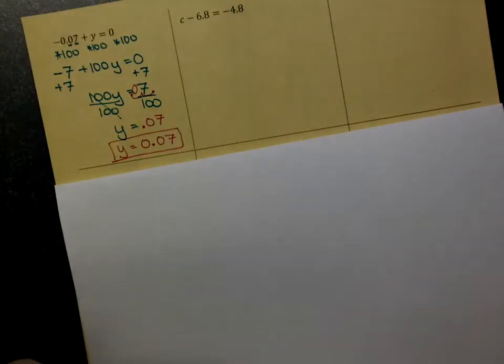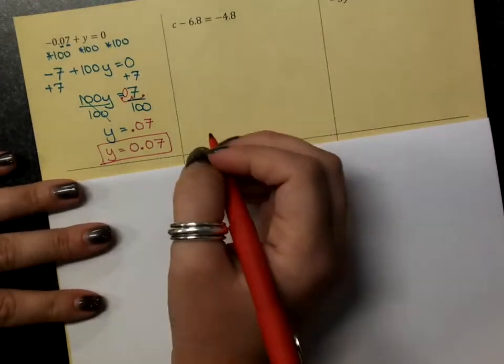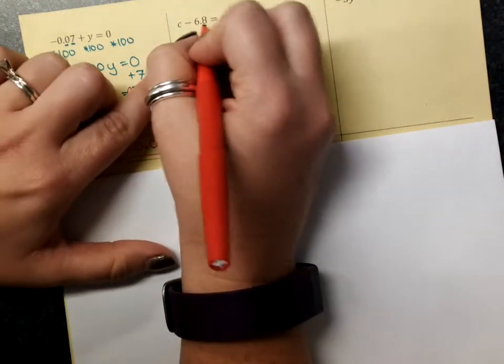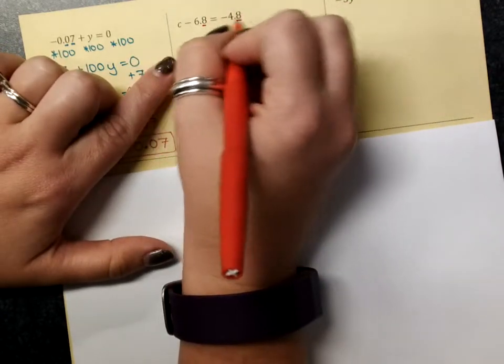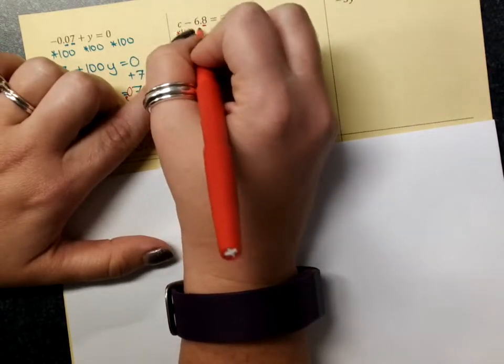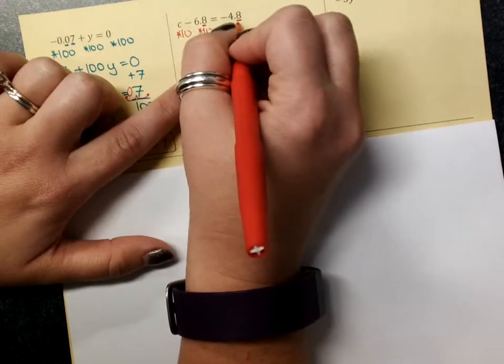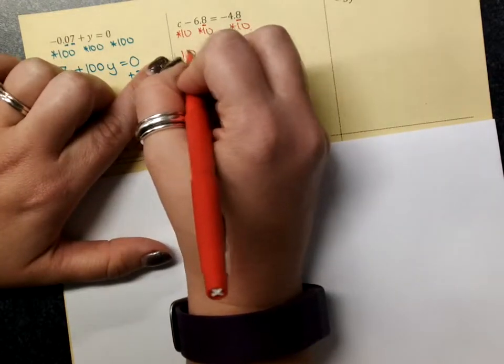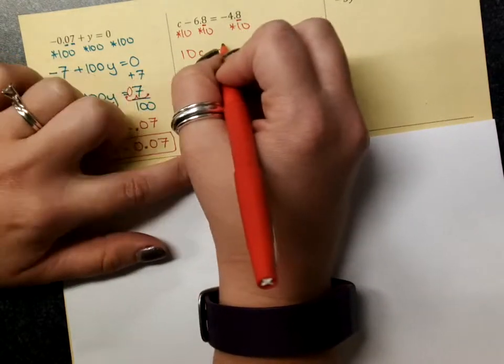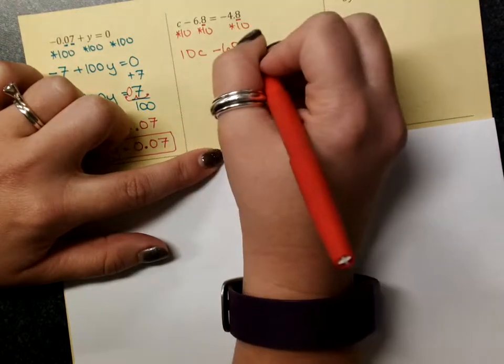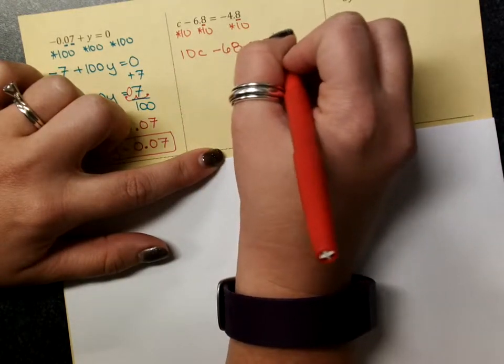On the next one, we have c minus 6.8 equals negative 4.8. Here's a decimal and a decimal, one place. We're going to multiply by 10. Multiply by 10, multiply by 10. That gives us 10c minus 68 equals negative 48.